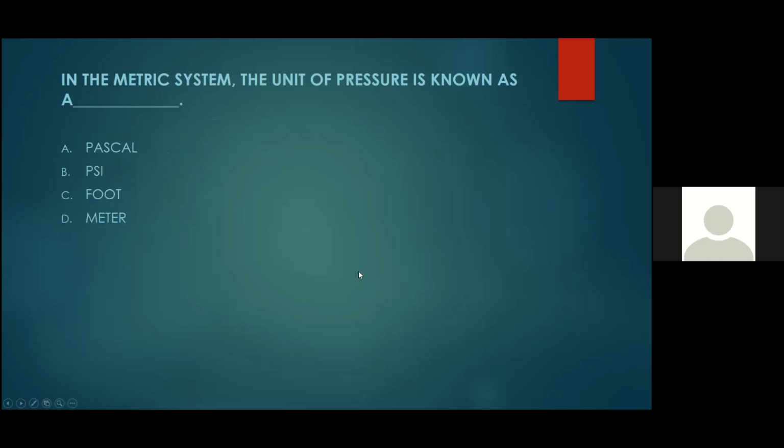In the metric system, the unit of pressure, we talked briefly about that when we talked about that 14.7 psi. What is the metric unit of pressure known as? What do you think? Metric unit of pressure.